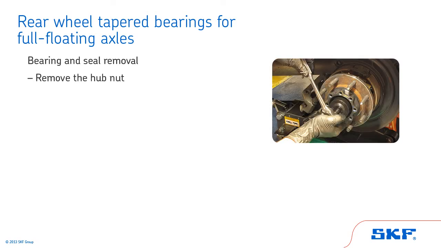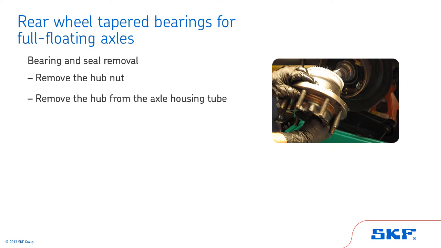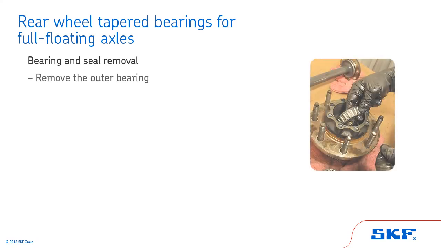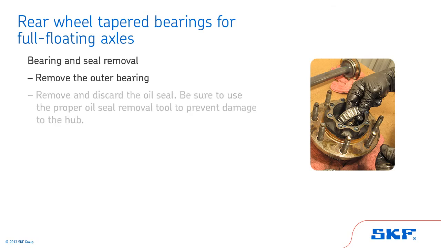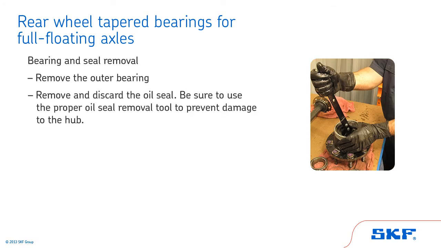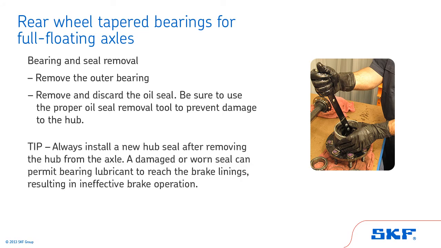Next, remove the hub nut. Then remove the hub from the axle housing tube and place it on the workbench. Remove the outer bearing. Remove and discard the oil seal, being sure to use the proper oil seal removal tool to prevent damage to the hub. Tip: always install a new hub seal after removing the hub from the axle. A damaged or worn seal can permit bearing lubricant to reach the brake linings, resulting in ineffective brake operation.